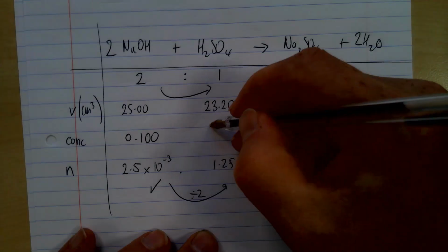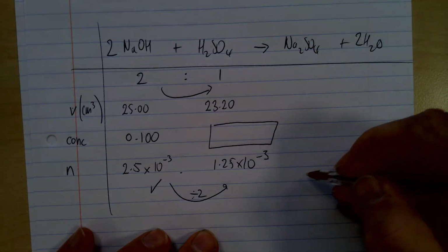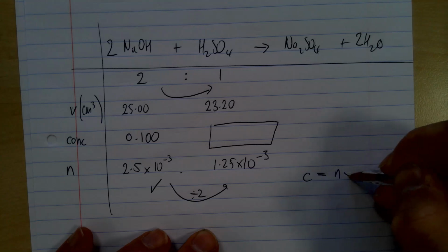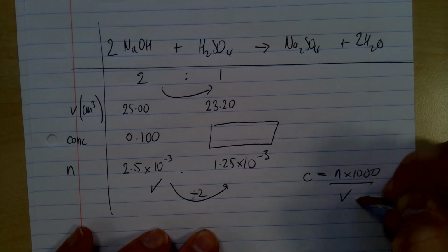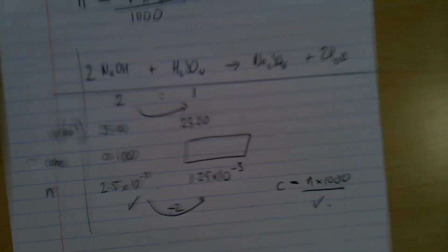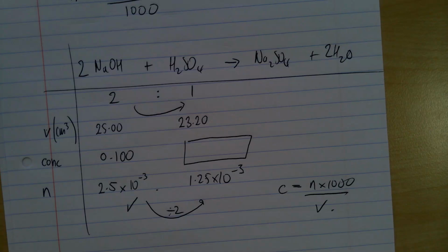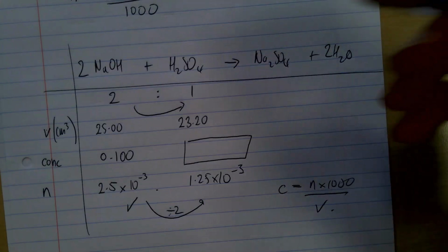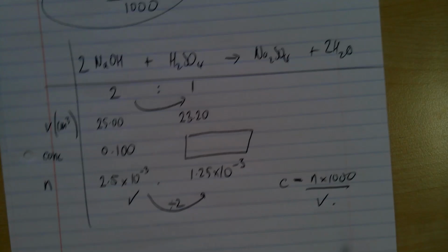And then you can work out the concentration here by doing concentration is equal to n times 1,000 divided by the volume, which is 23.2. And you can plug numbers into a calculator, right? You sure? Yeah, all right. But the message I'm giving to you is choose which equation to use first.